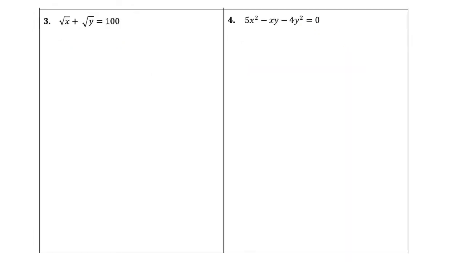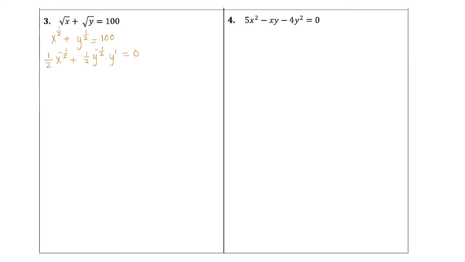Again, with this problem, we need to change our square roots into rational exponents. So I'm going to have x to the 1/2 plus y to the 1/2 equals 100. Now we're ready to do the derivative. So we have 1/2 x to the negative 1/2 plus 1/2 y to the negative 1/2 times y prime equals 0. And we are going to move everything over to the other side.